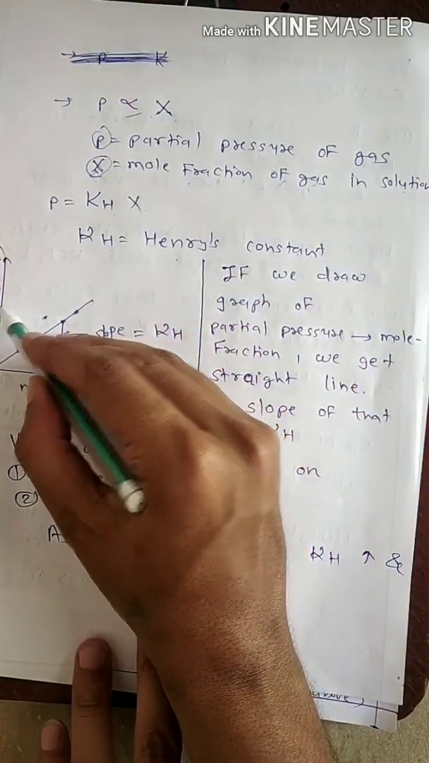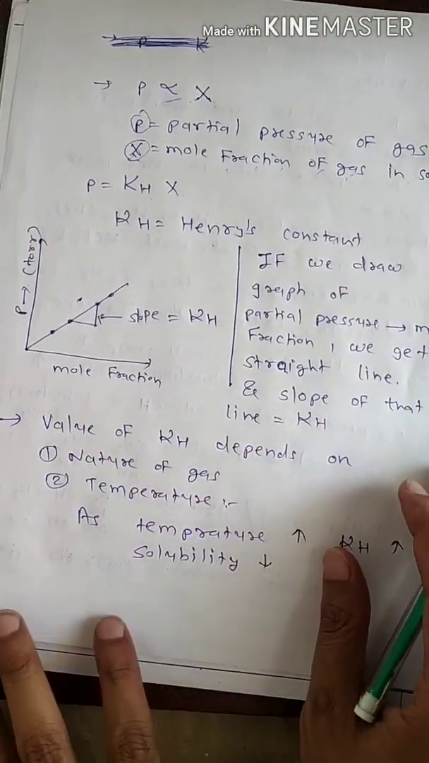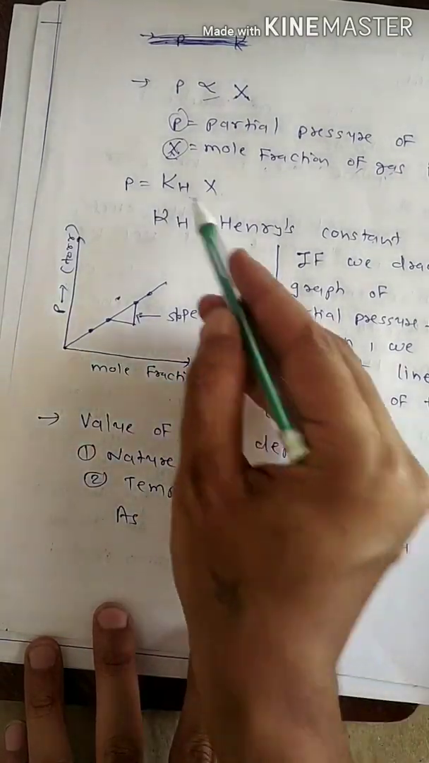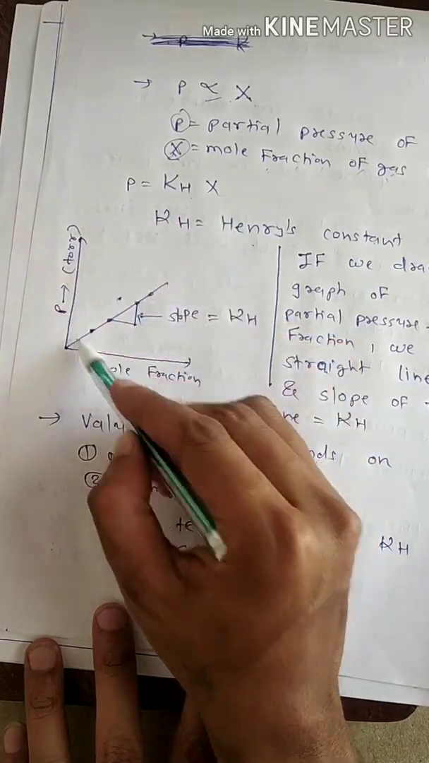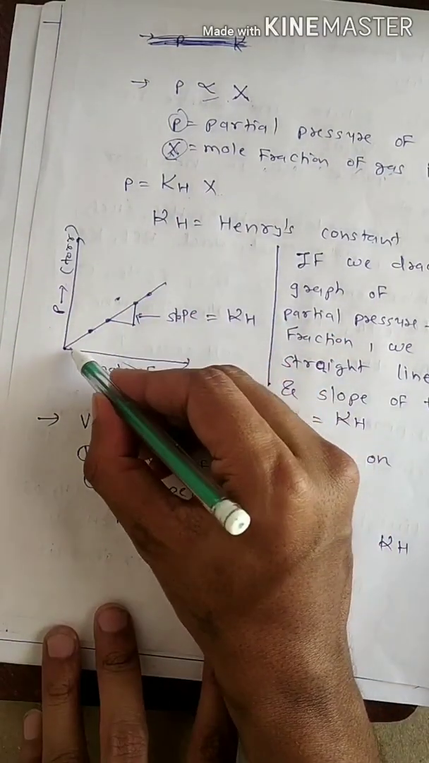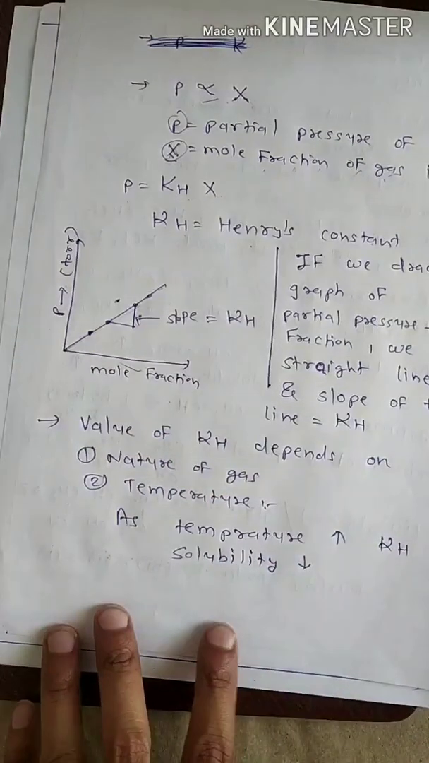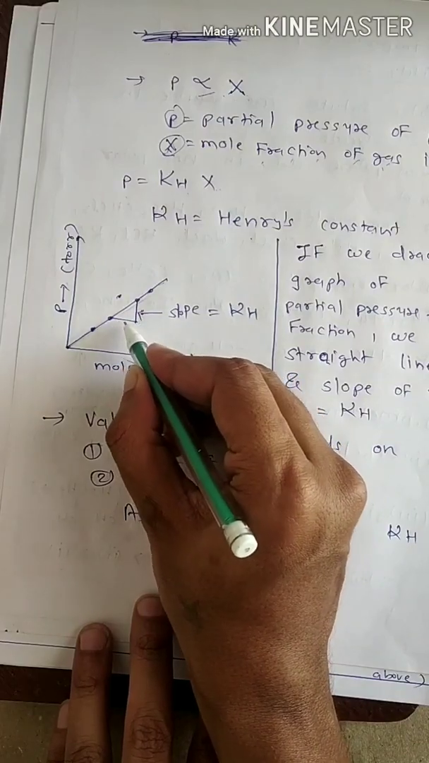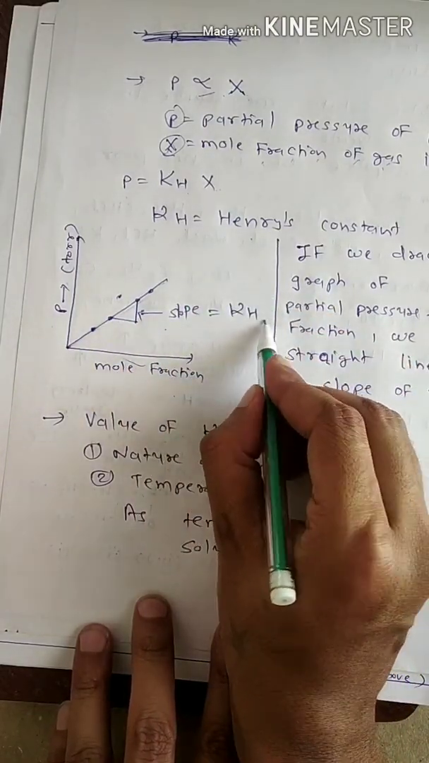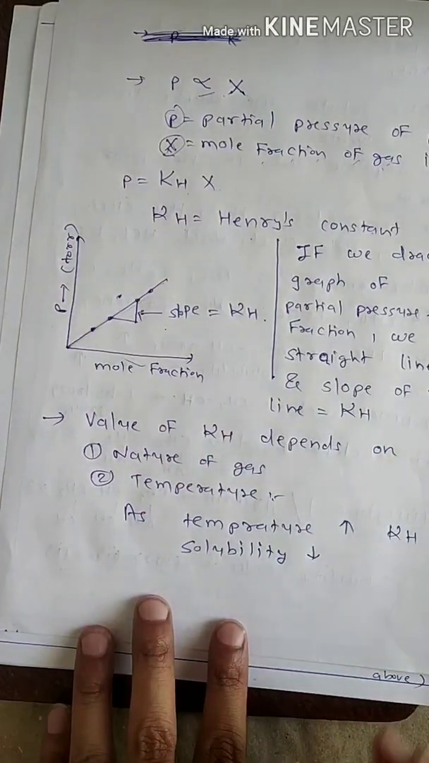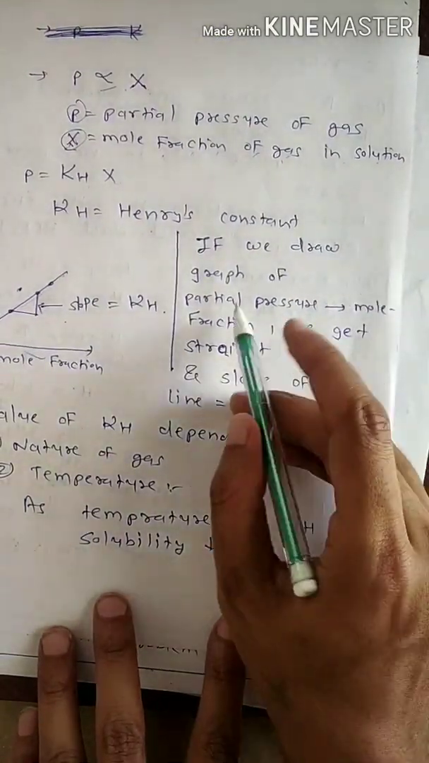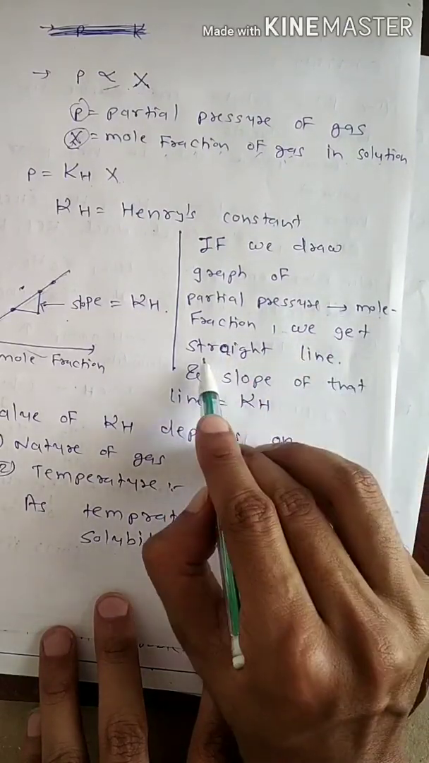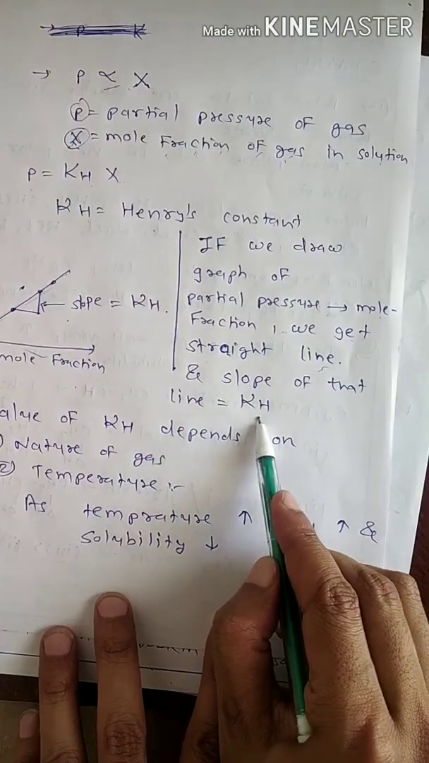Now if we draw a graph of pressure versus mole fraction, a graph between pressure and mole fraction, we'll get a straight line, and the slope of this line is equal to kh. Okay, this is written here. If we draw a graph of partial pressure versus mole fraction, we get a straight line and the slope of that line is equal to kh.